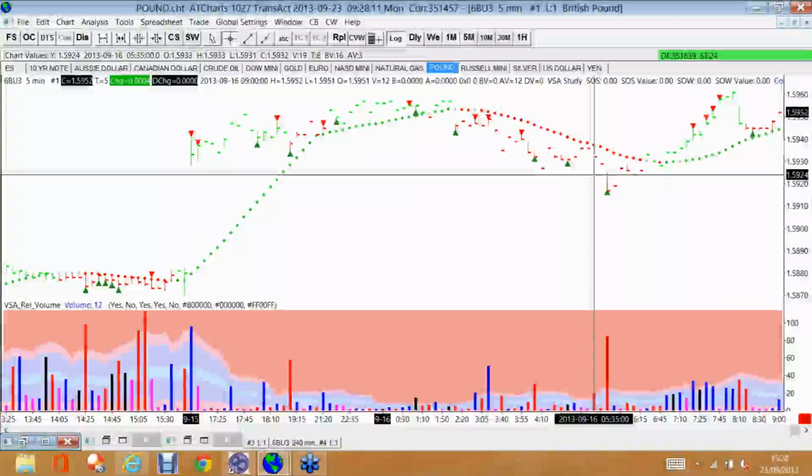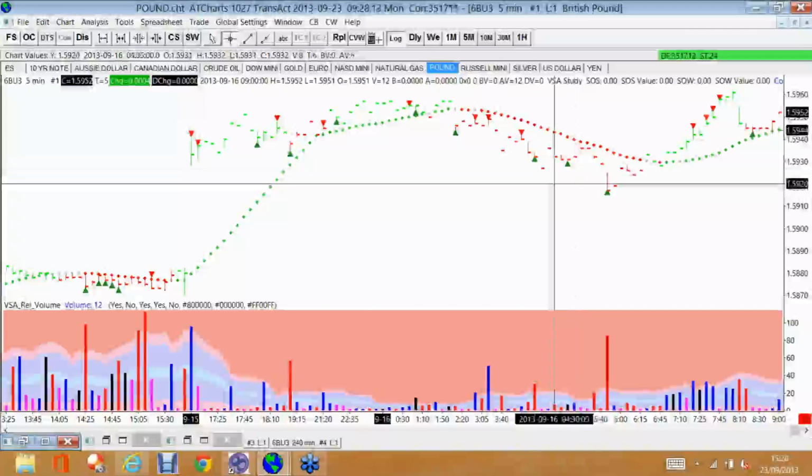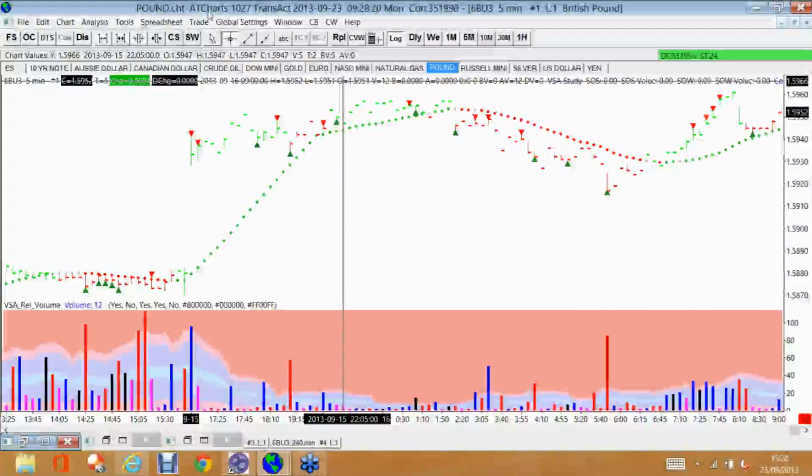Actually, I probably need to roll this over as well. I haven't rolled this contract, so let me roll the contract on the chart on this one. In fact, let's go back to the other chart now. I'll just roll that over on the chart.